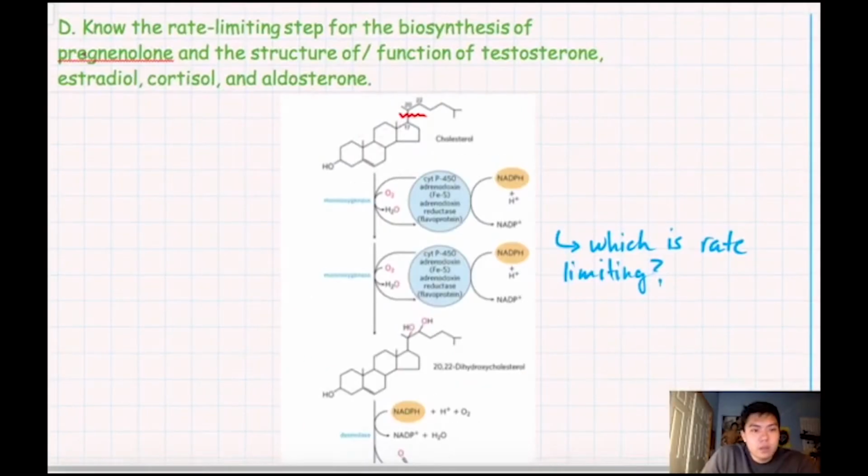All right, objective D, we're almost there, guys. Know the rate-limiting step for biosynthesis of pregnenolone and structure/function of testosterone, estradiol, cortisol, and aldosterone. So we've already talked about that a little bit earlier. These guys are going to be our steroid hormones. Pregnenolone is just a precursor to all of these steroid hormones.